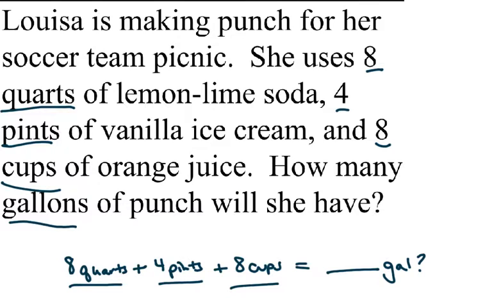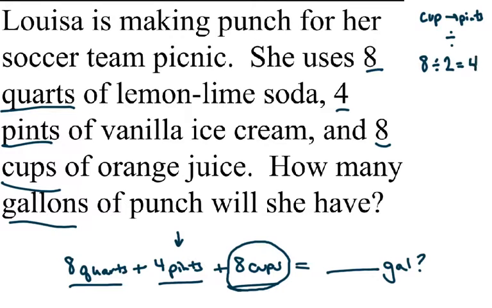We won't go all the way down to cups. Let's see if we can convert them all into pints. The first thing I'm going to do is take those 8 cups and convert them to pints. I know that there are 2 cups in every pint, and I'm going from a smaller measurement like cups to a larger measurement like pints, so I'm going to be dividing. I'm going to take those 8 cups and divide by 2, because it takes 2 of those cups to make just 1 pint. 8 divided by 2 is 4, so 8 cups is equal to 4 pints.